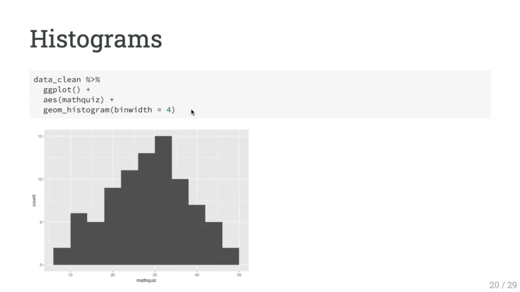Now we can do the same thing with math quiz. So this is another continuous variable we have here. And this one you can see has a little bit more of a symmetrical distribution to it. So the really low and high scores are less common than the middle scores.